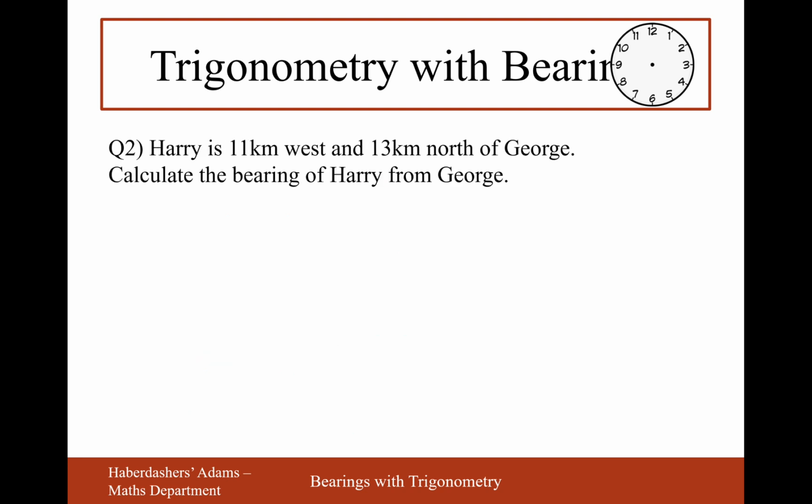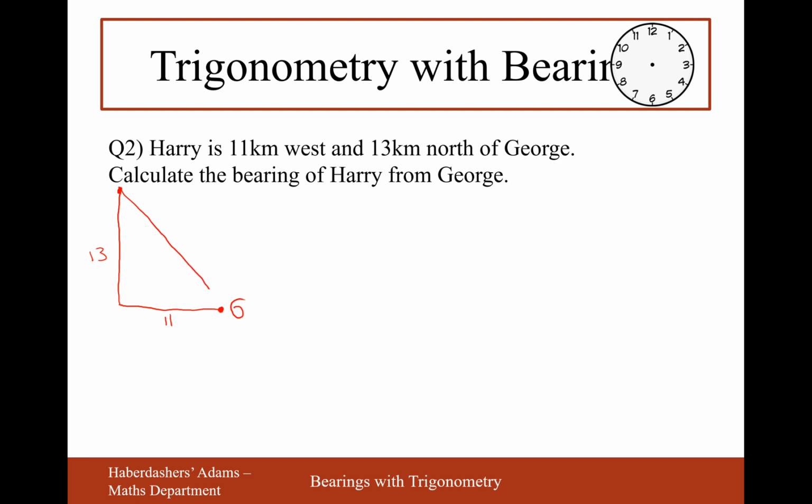Let's move on to the next one. Harry is 11 kilometers west and 13 kilometers north of George. So George is the center of my diagram here. And Harry is 13 kilometers north and 11 kilometers west. So I'll put the west one in first. There's no set way of doing this. I could have put the north first and then the west one next. It doesn't really matter.